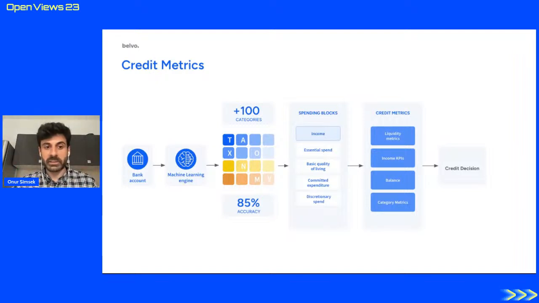Let's talk about the credit business. Finally, we turn them into credit metrics. This could be a liquidity metric, income metric, balance, or category-specific metrics. We provide a broad number of metrics, and in each case we do credit risk analysis to get the most from this data.